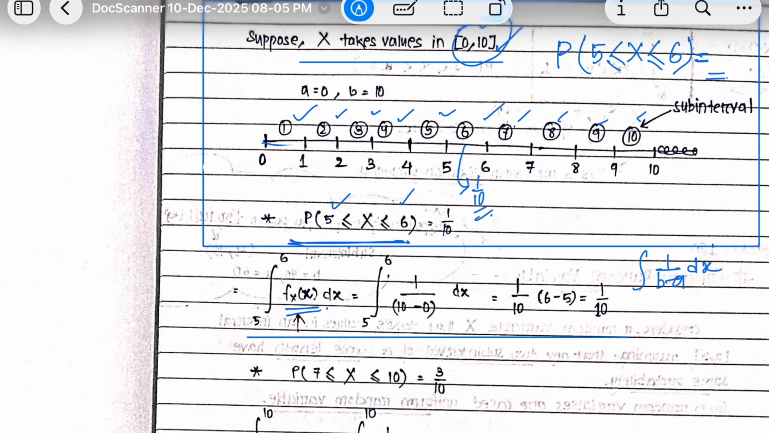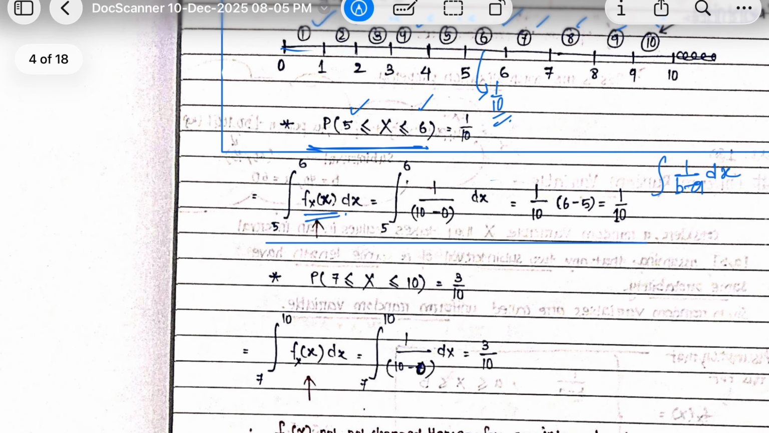Are you clear now? Everything clear? I don't think anyone has any queries on this. So your next question is this one. You need to find the probability between 7 and 10.